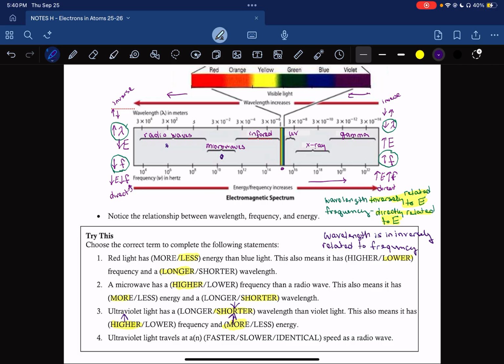Then it says ultraviolet light travels at a faster, slower, or identical speed as a radio wave. The big theme here is that all of this is light and it all travels at the speed of light. So they're going to move at an identical speed, the speed of light, which is 3.0 times 10 to the eighth meters per second.